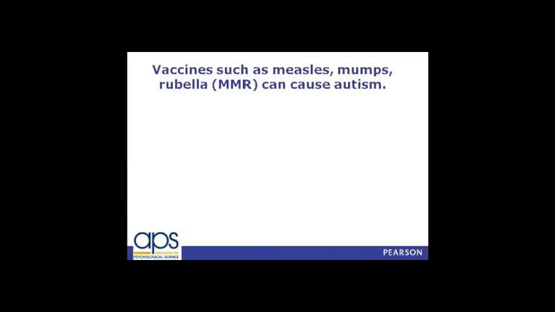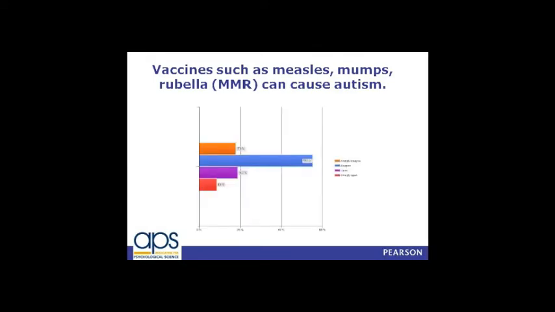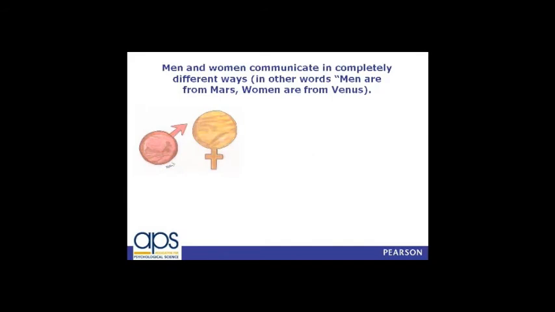Vaccines such as the MMR vaccine, measles, mumps, rubella, can cause autism. I was actually quite pleased with this one. This has been in the news a lot lately. People have heard it, and I was quite pleased to find that the majority of the students were disagreeing with this statement, so kudos.